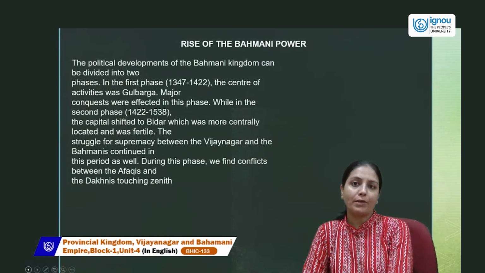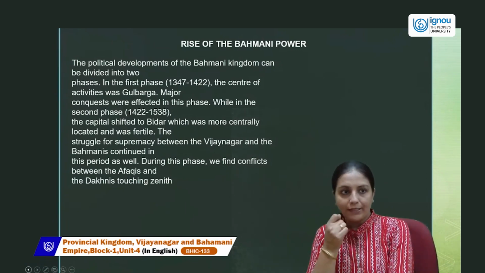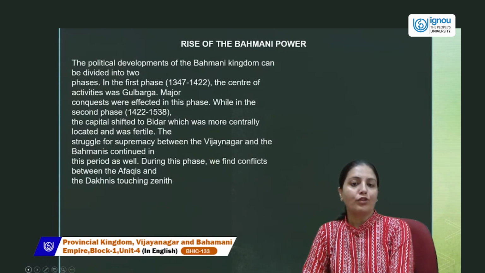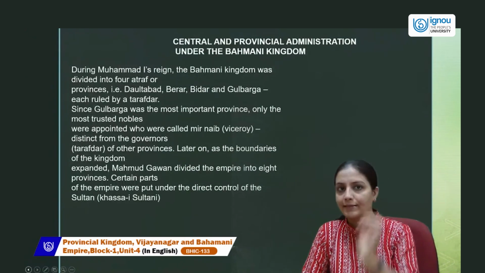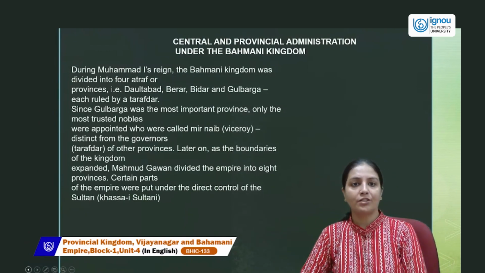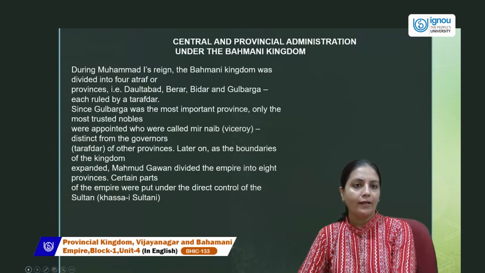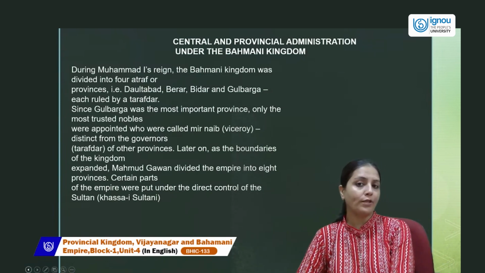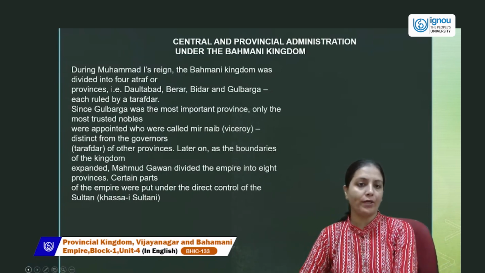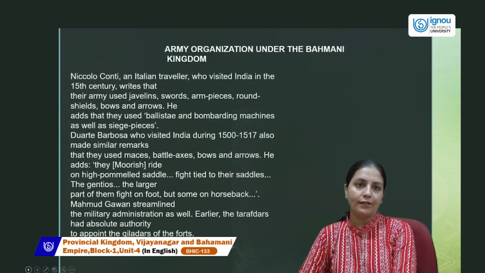The political development of the Bahmani kingdom can be divided into two phases. In the first phase, activities were centered at Gulbarga, and in the second phase the capital shifted to Bidar, which was more centrally located and very fertile land at that time. Next is central and provincial administration under the Bahmani kingdom. During Muhammad I's reign, the Bahmani kingdom was divided into four atraf or provinces: Daulatabad, Berar, Bidar, and Gulbarga, each ruled by tarafdars. Since Gulbarga was the most important province, only the most trusted nobles were appointed, who were called Mir Naib, governors of other provinces. Army organization under the Bahmani kingdom.